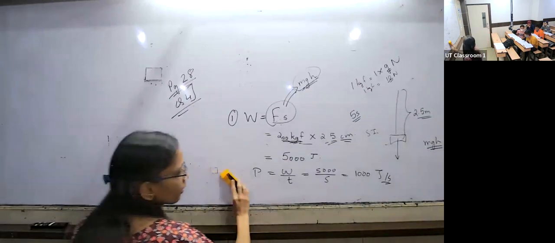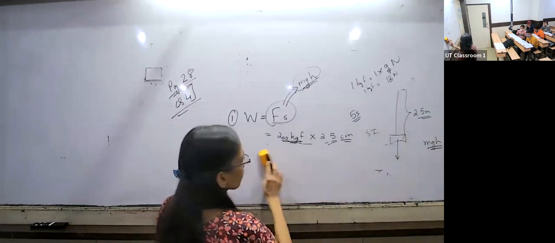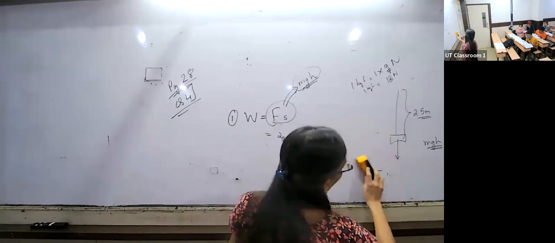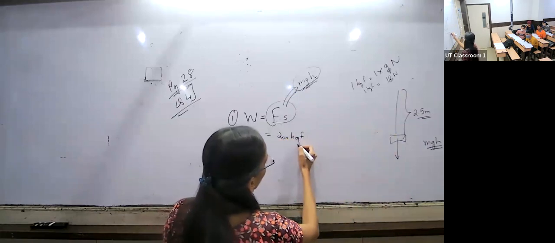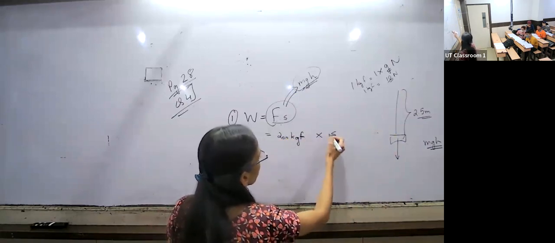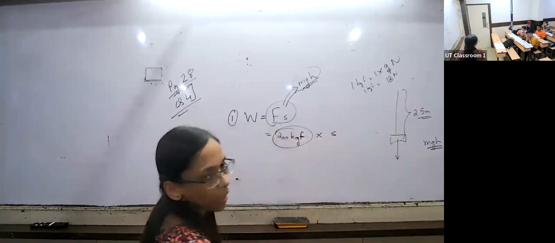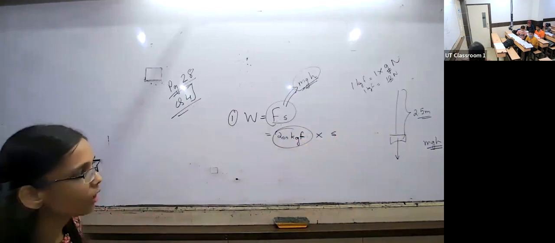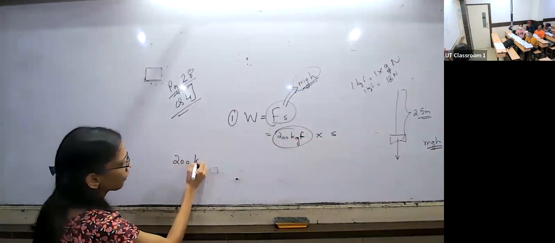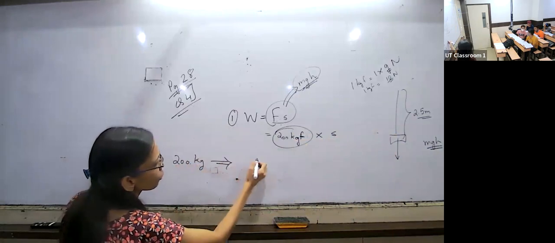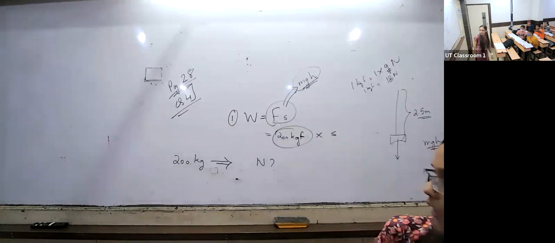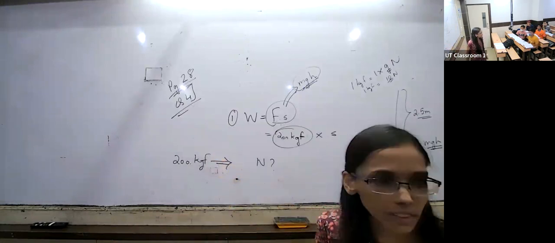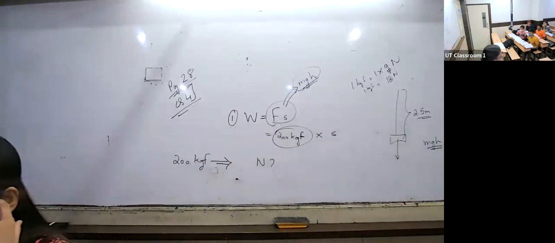All right. So she is asking in this part, this was kgf and so displacement. She is basically asking how we converted 200 kgf into newton. What did I write? Kgf into newton.